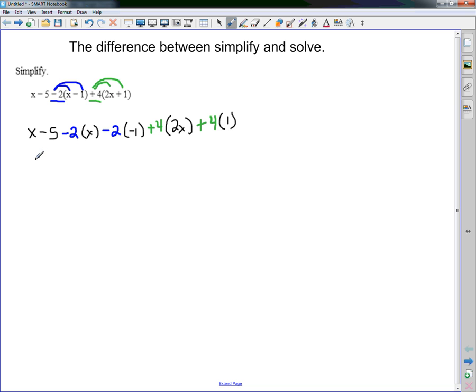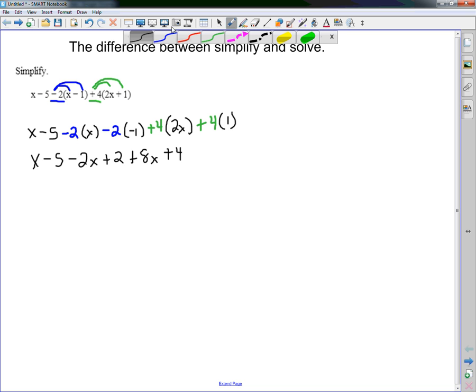So multiply here. First two stay the same. -2 times x is -2x. -2 times a -1 gives me a +2. 4 times 2x gives me a +8x. 4 times 1 gives me a +4. So I've multiplied everything together that I was distributing. Once you get better at this, you're probably going to skip this step, but at the beginning, I would suggest writing it.